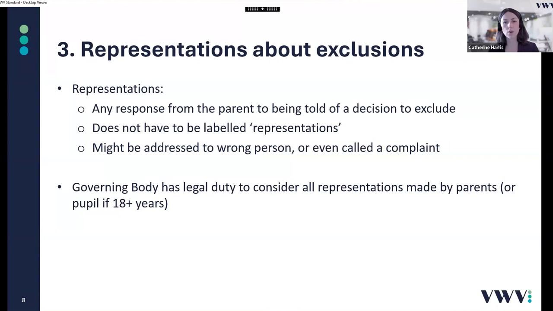But importantly, representations by parents in relation to a pupil exclusion must be considered by the governing body, but the manner in which they are considered and the timescales that relate to this completely depend on the type and length of the exclusion. I'm not going to go into this in any more detail, as we could do a whole separate training session on the statutory exclusion process. But the point really is that a representation about an exclusion, be that a suspension or a permanent exclusion, would not be dealt with under the school's complaints policy. Next slide, please.